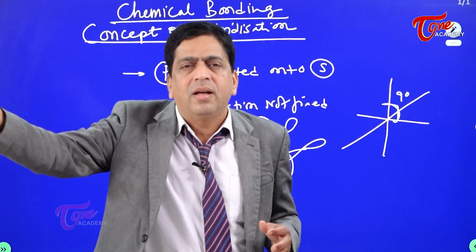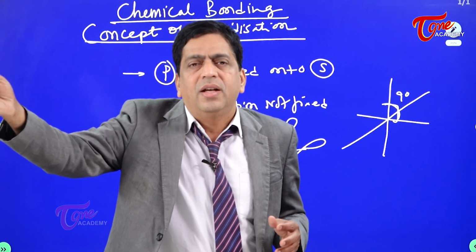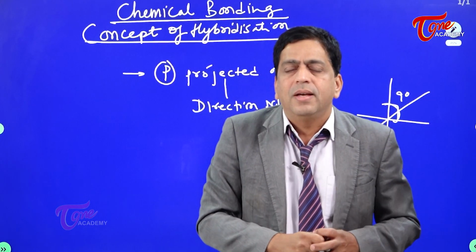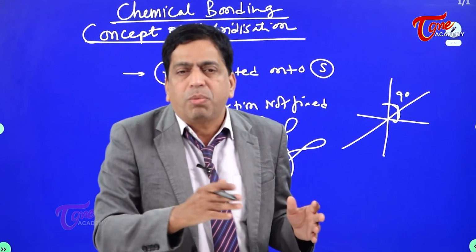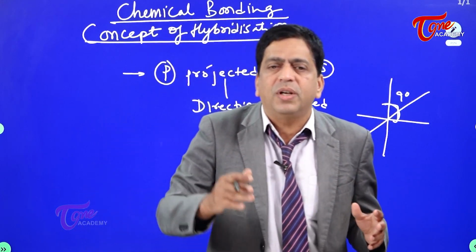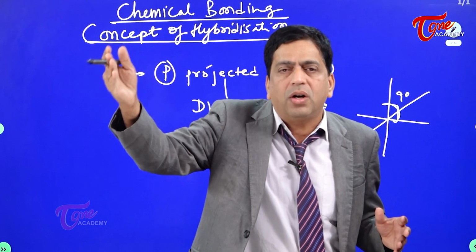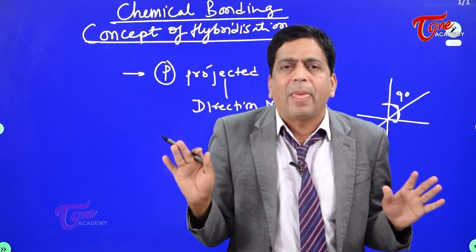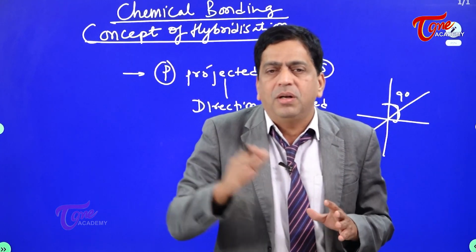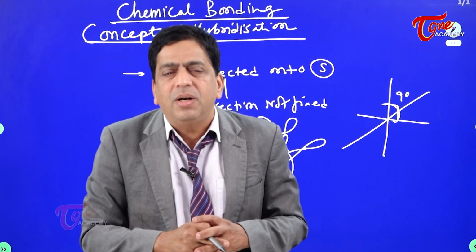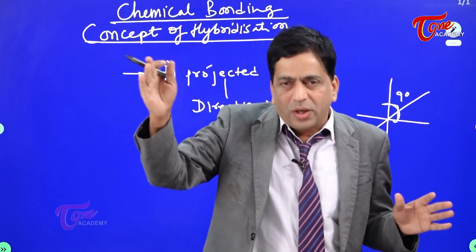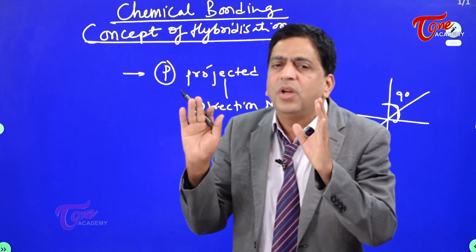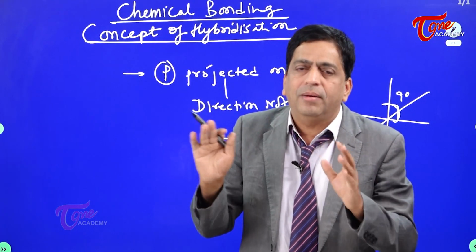Ammonia is very much there. Water is very much there. H2S is very much there. The only thing we are doing is catering and explaining a theory which will be convincing to explain why the bond angle is 104, 106, 109 degrees 28 minutes or whatever. And why the shape is pyramidal, tetrahedral, pentagonal bipyramidal, or whatever shape it has attained. We are trying to place a theory to support that particular shape or bond angle.